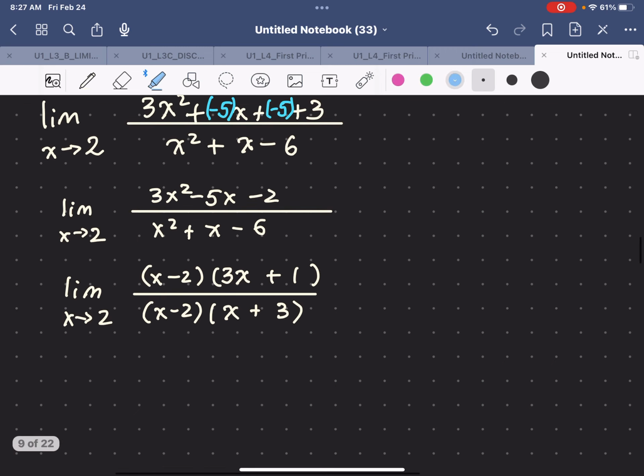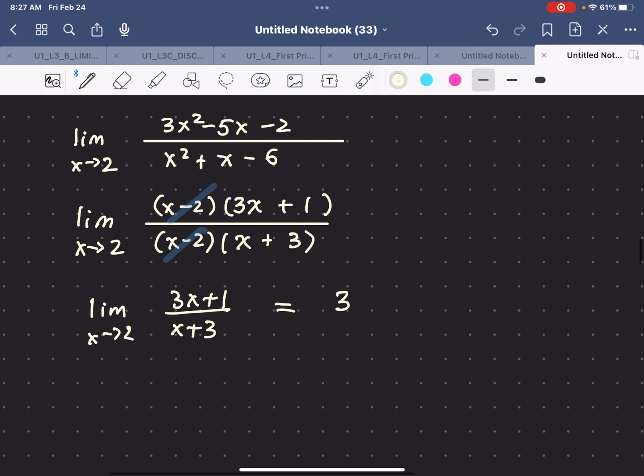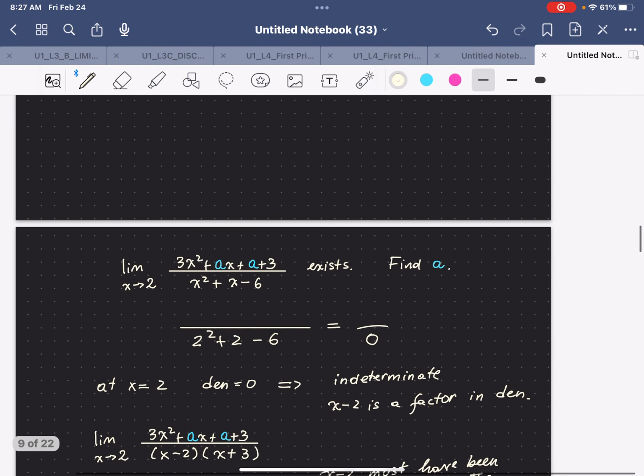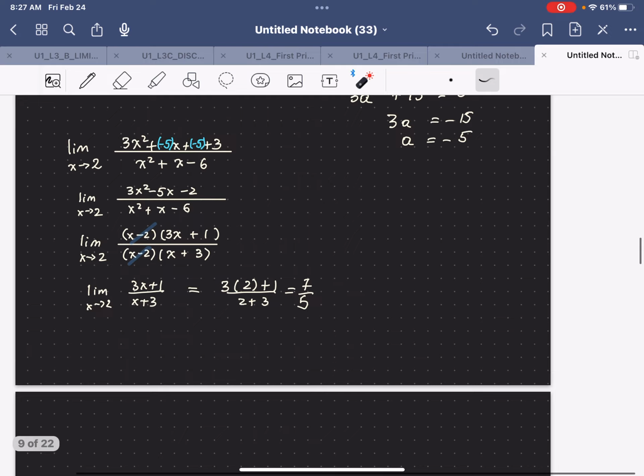And as you can see, we can now simplify the common factors, and this would be the limit as x approaches 2 of 3x plus 1 over x plus 3. And by direct substitution, we find that this would be 3 times 2 plus 1 divided by 2 plus 3. So that's 6 plus 1, that's 7 over 5, and that would be the value of the limit. And the limit exists, and the value of a would have been equal to negative 5. So a equals negative 5 will make this limit exist, and the limit will have a value of 7 over 5.